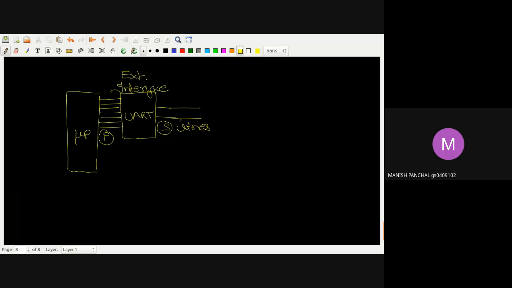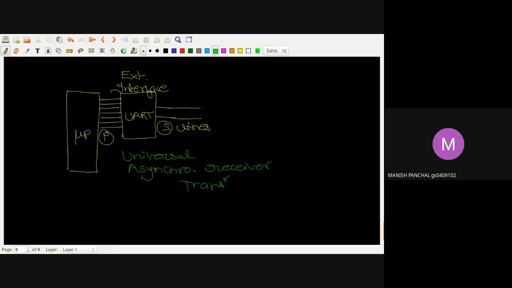Okay, and the name of this device is called a universal asynchronous receiver and transmitter. Okay, universal, why is it called universal? Because it is compatible with so many types of microprocessors and microcontrollers. That's why it is called universal.